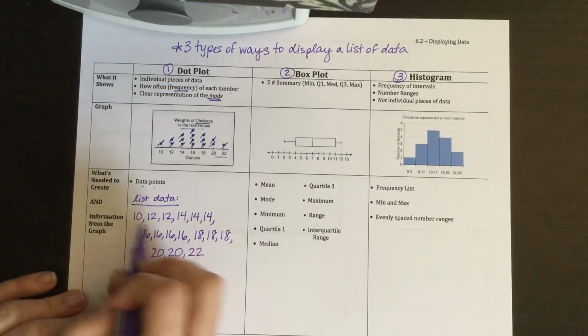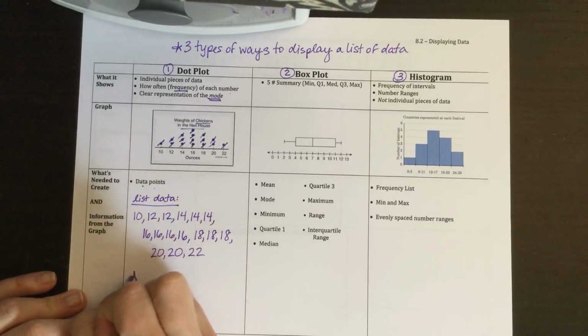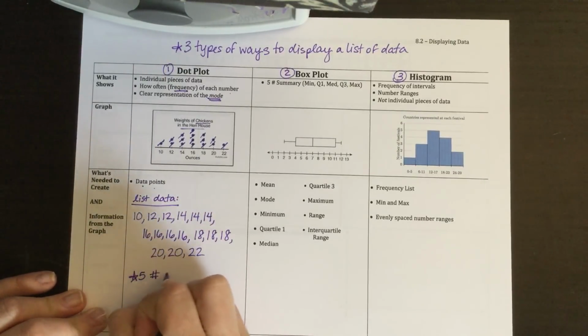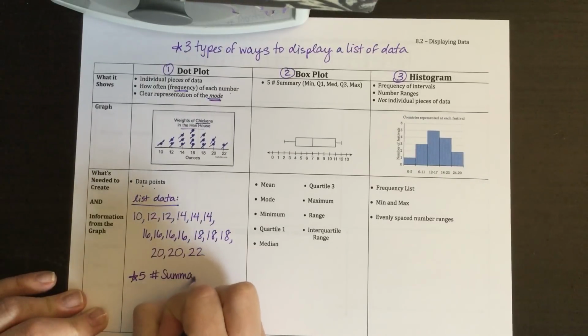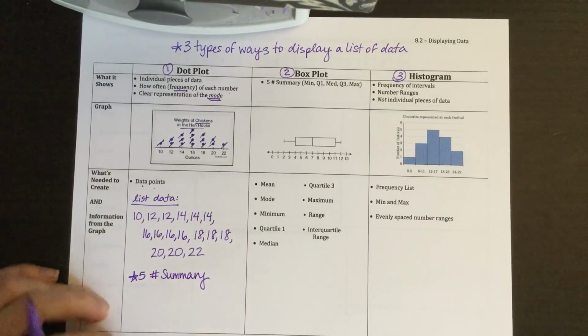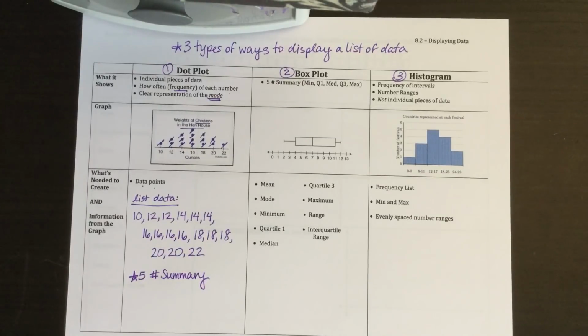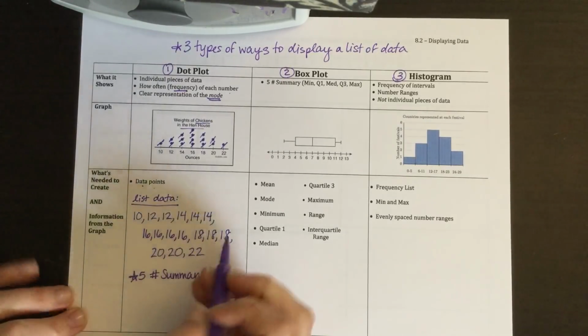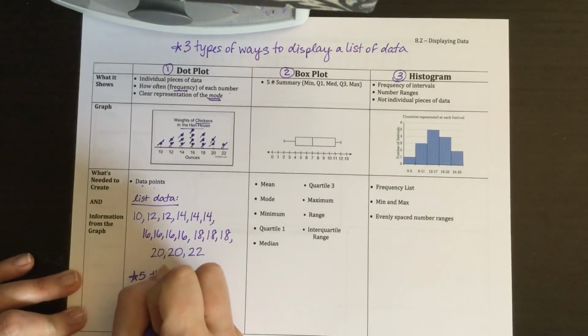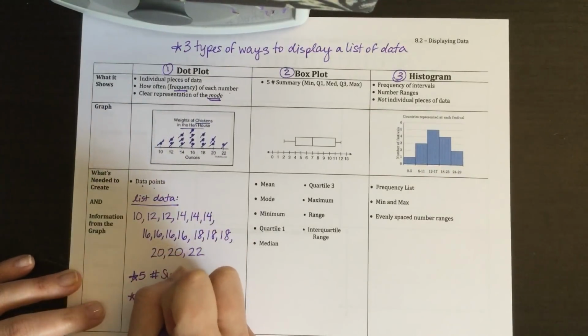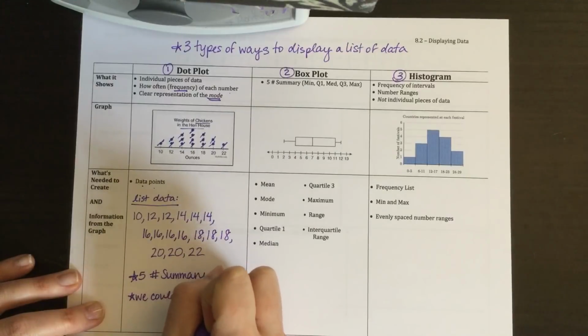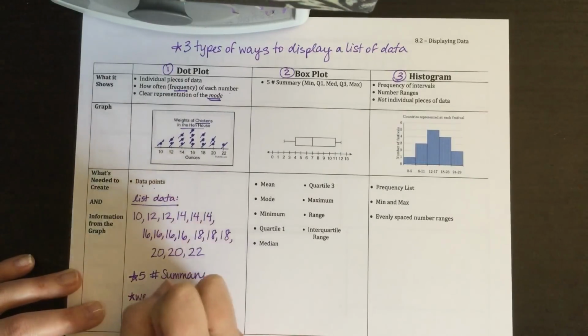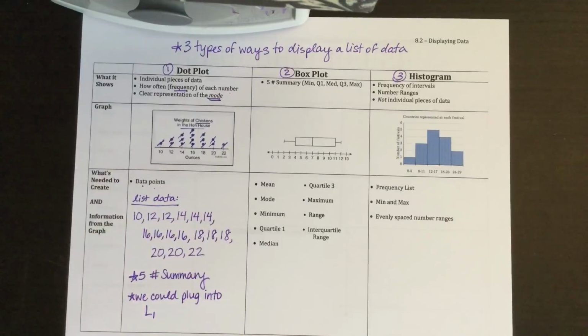Okay, from this now list of data, we can get our 5-number summary, which is what you guys learned about yesterday. Okay, that's our minimum, our median, our maximum, and our quartiles, quartile 1 and quartile 3. Okay, now that we've got this list like this, we could plug it into our calculator. In fact, we could plug it into list 1 and we could get all of that extra data.